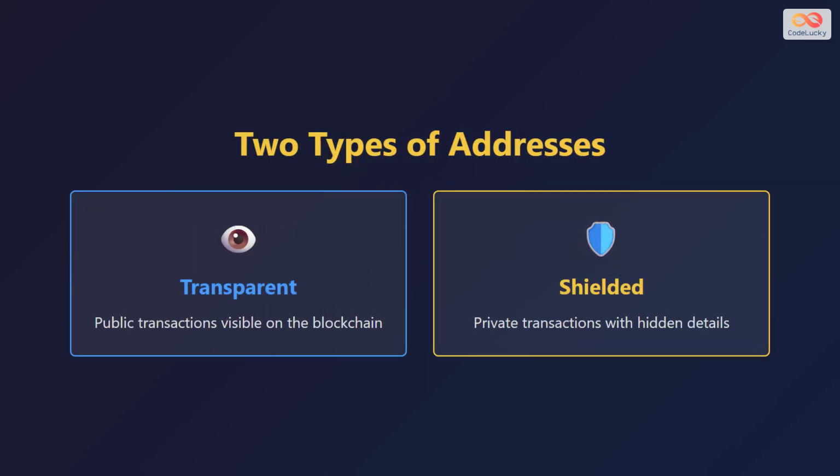Zcash supports two types of addresses. First are transparent addresses, which work like Bitcoin addresses where public transactions are visible on the blockchain. Second are shielded addresses, which enable private transactions with hidden details. This dual address system gives users the flexibility to choose their level of privacy for each transaction.